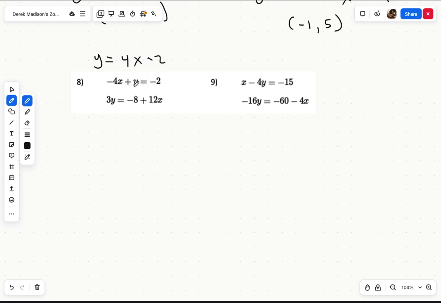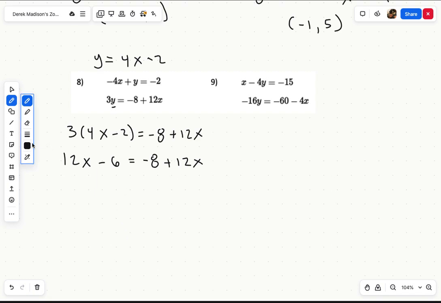And now, since this y is by itself, I can plug that chunk in right there for that y. So that will look like 3 times (4x minus 2) equals -8 plus 12x. And then we just clean this up and see where it goes. So 3 times 4 would be 12x. 3 times -2 will give me a -6 right there, equals -8 plus 12x.